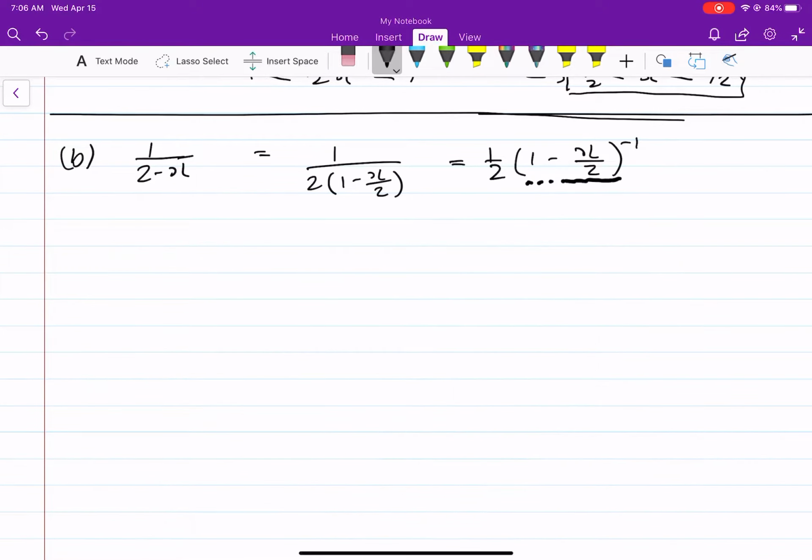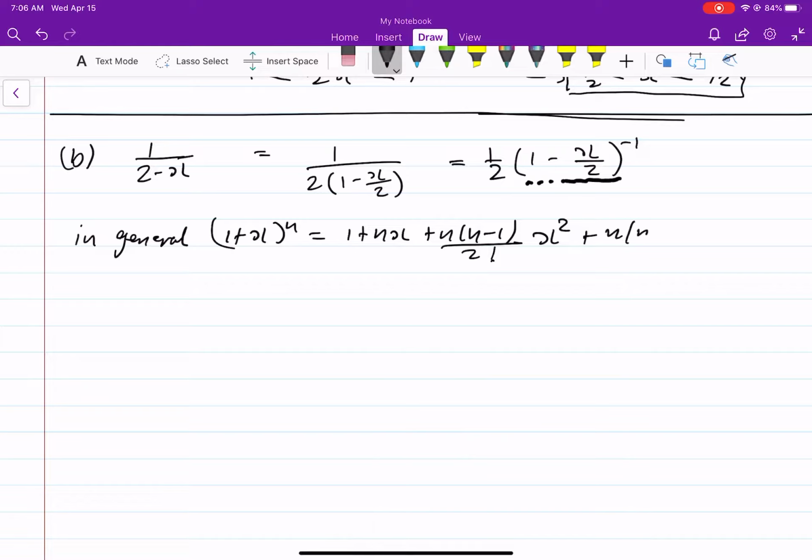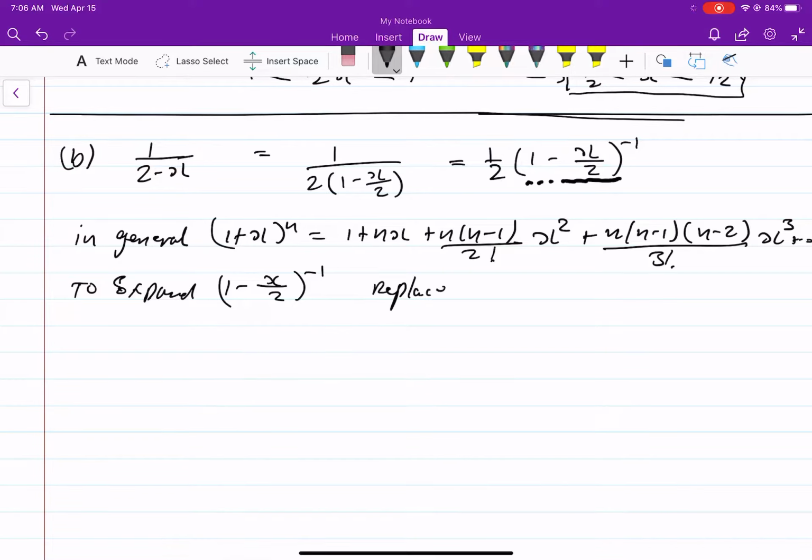So let's run with this one. Again, you start off by quoting the expression. In general, 1 plus x to the power n can be written as 1 plus nx plus n into n minus 1 upon 2 factorial times x squared plus n into n minus 1 into n minus 2 upon 3 factorial times x cubed. That's where the instructions say to stop. And I would like to expand the 1 minus x upon 2 to the power minus 1. And therefore I have to replace n with minus 1. And of course x with minus x upon 2.